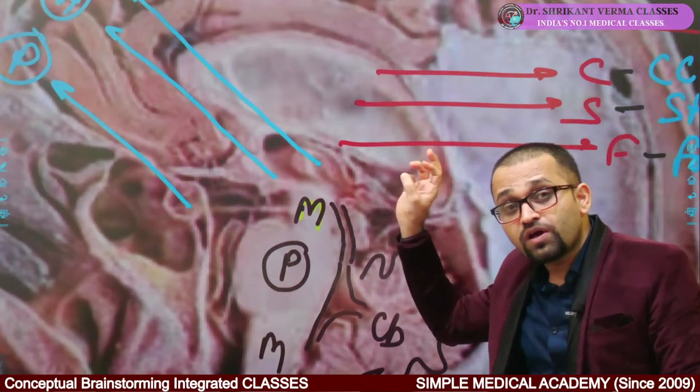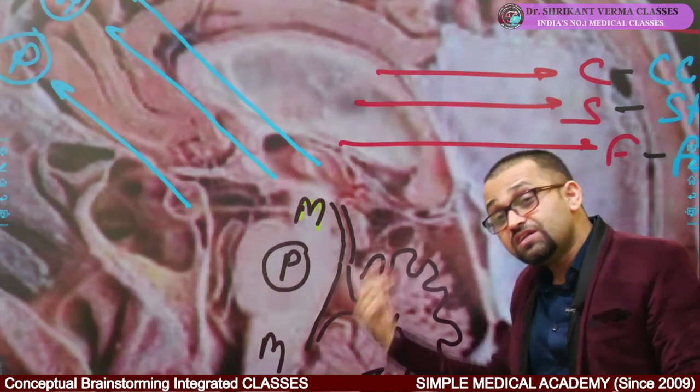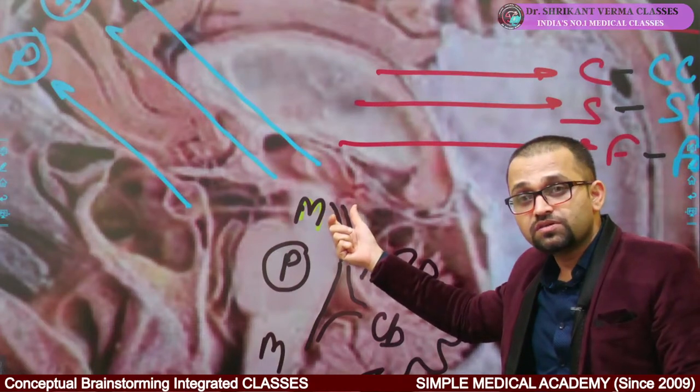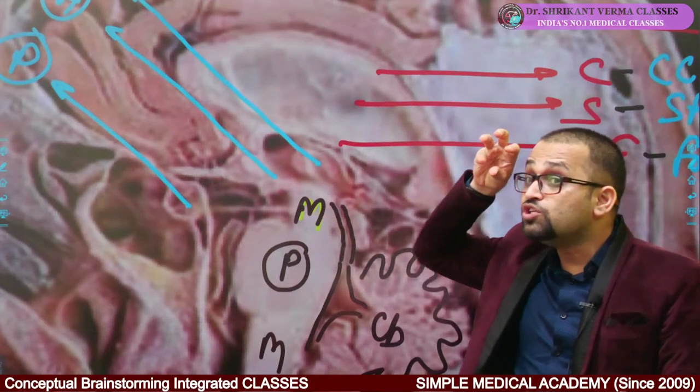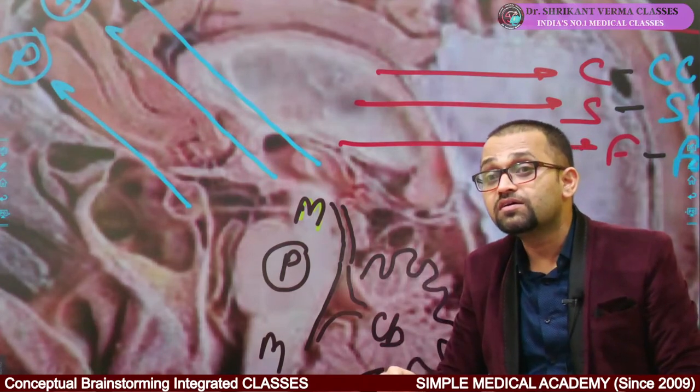Since 2012, they were asking the facial colliculus: 12, 13, 14, 16. Then suddenly in 2017, they asked the question about the superior colliculus. And then they asked the question about the nucleus within the superior colliculus, that is the interstitial nucleus of Cajal.